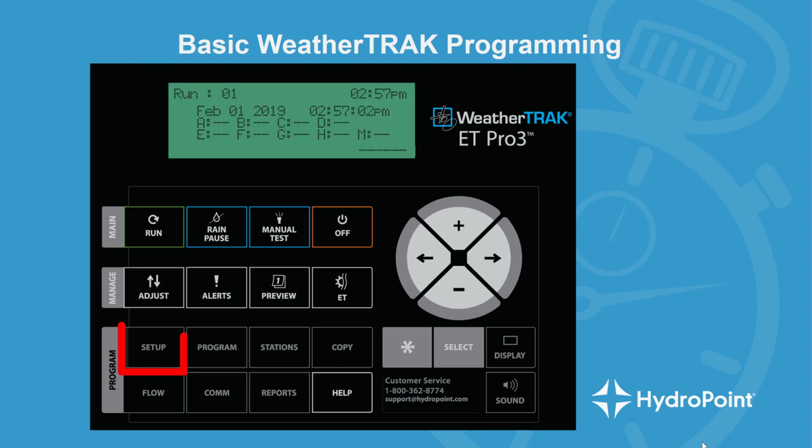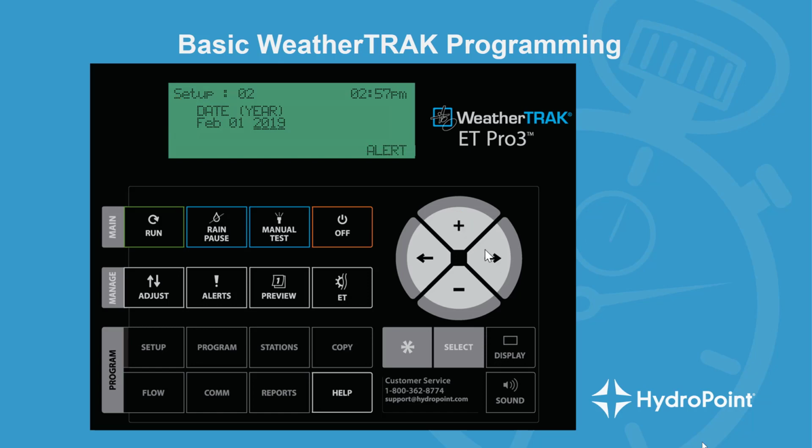So the first thing we do is push the setup button, and the first question here on the setup menu is adjust display contrast. This makes the display lighter and darker and is not the question we're looking for. So we will move over to our forward arrow and we'll click our forward arrow, and this brings us to the first thing we want to program, which is the date and time for the controller.